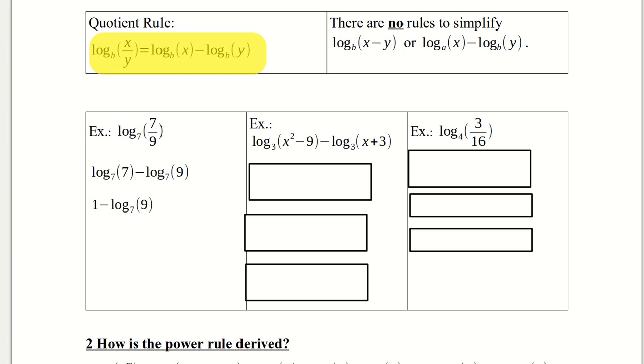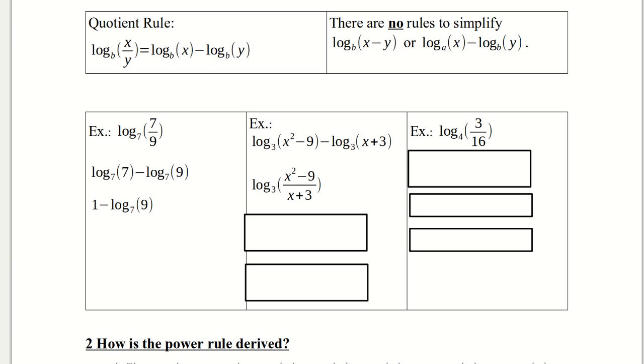Our next example is going from the right to the left side of our quotient rule. We can do that because the bases are the same. Those two 3's give us the same bases. So we're going to go from right to left. We're going to make this difference into a quotient inside the logarithm. Now take a look at that numerator, x squared minus 9. It factors as x plus 3 times x minus 3, and of course the x plus 3's cancel.